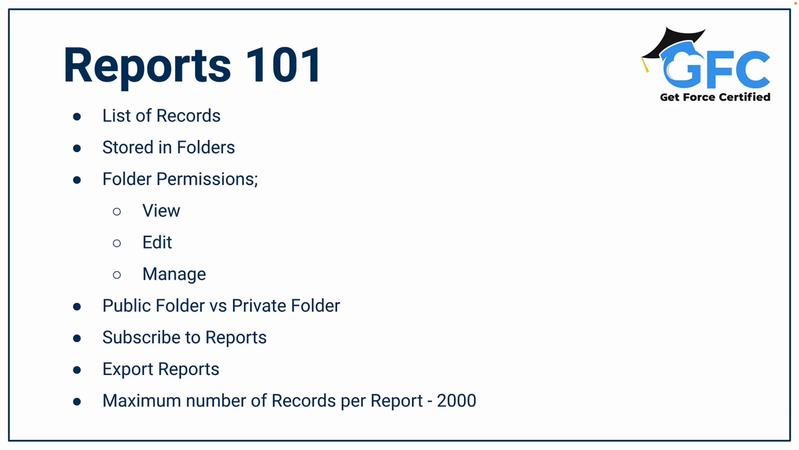Reports are stored in folders, and folders can be public, hidden, or shared. When you share access to a folder, you do so based on roles, permissions, public groups, and license types. You can also control the level of access between view, edit, and manage. Users who have the view permission can view what is contained in that folder.